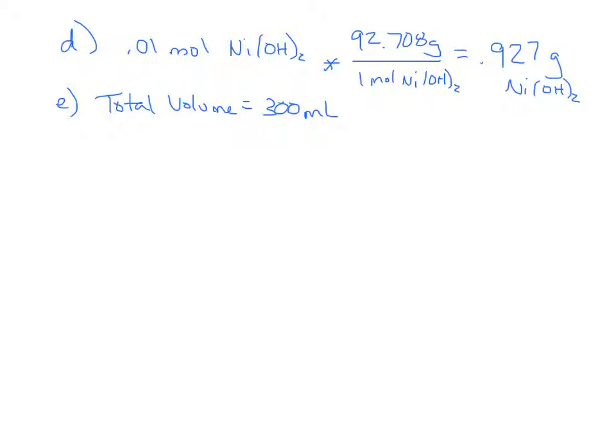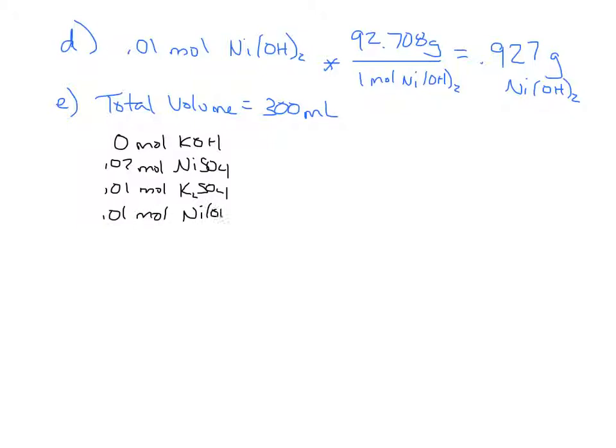The next thing we need to think about is how much stuff did we have after the reaction was complete? So essentially I'm just going to replicate the bottom row, that end row, because that tells me what I have after the reaction was complete. After this reaction was complete, I had 0 moles of KOH. I had 0.02 moles of the NiSO4. I had 0.01 moles of the K2SO4. And I had 0.01 moles of the Ni(OH)2.